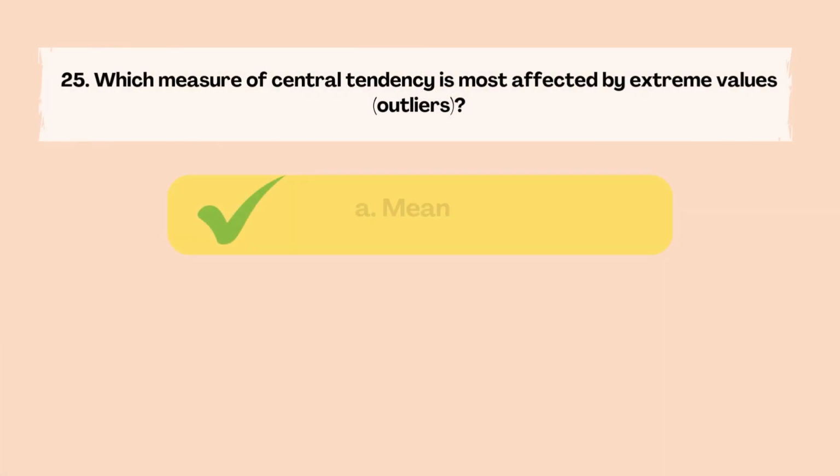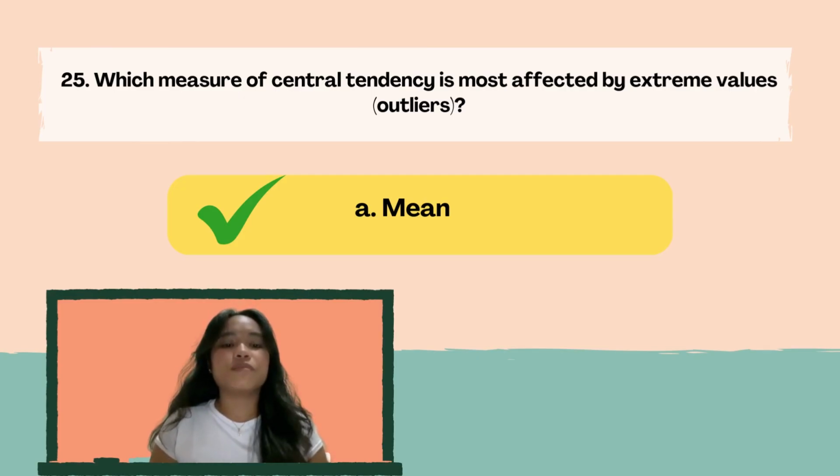The answer is letter A. Mean. The mean uses all the numbers in the dataset. So if one number is very large or very small compared to the rest, it can pull the mean up or down. For example, the numbers 2, 3, 4, and 100. The mean is equal to 2 plus 3 plus 4 plus 100, divided by 4, which is equal to 109 divided by 4, which is equal to 27.25. But most values are small, around 2 to 4. The mean looks much bigger because the outlier is 100.